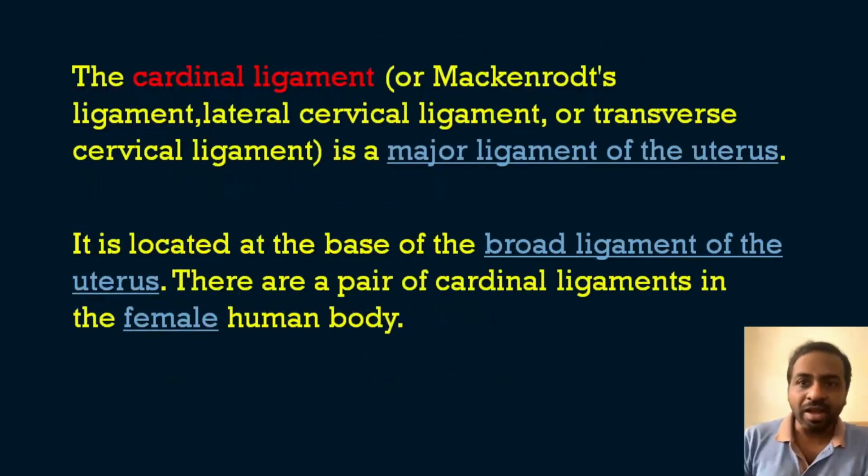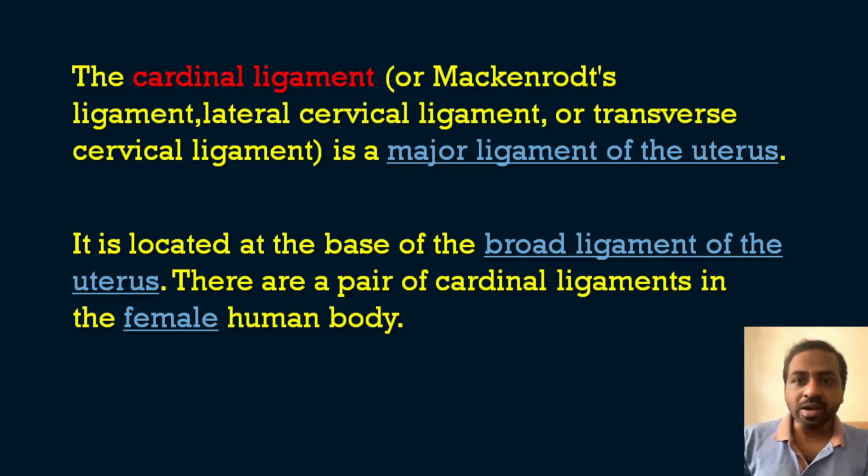Okay, so we will have a small explanation regarding this question. The cardinal ligaments are otherwise known as the Mackenrodt's ligament, the lateral cervical ligament, or the transverse cervical ligament. It is a major ligament of the uterus, and it is located at the base of the broad ligament of the uterus. We have a pair of cardinal ligaments.